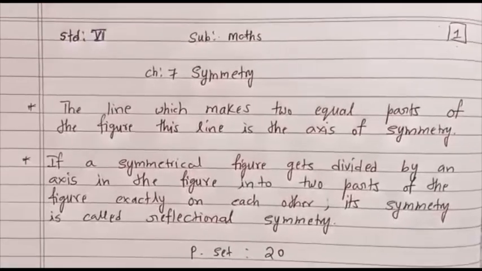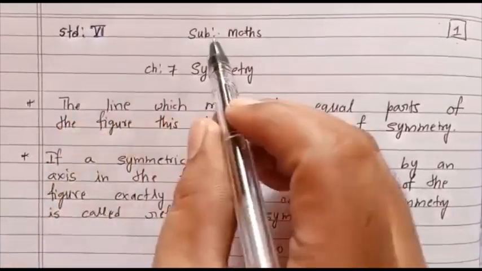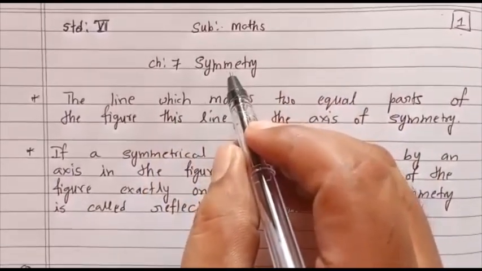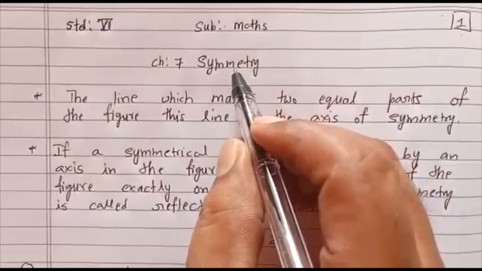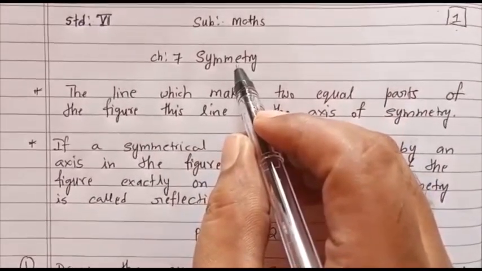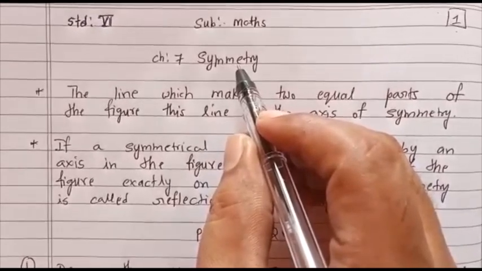Children, today we are going to learn Standard 6 Maths, Chapter number 7, Symmetry. What is meant by symmetry? Symmetry means two equal parts. Two equal parts, that is known as what?